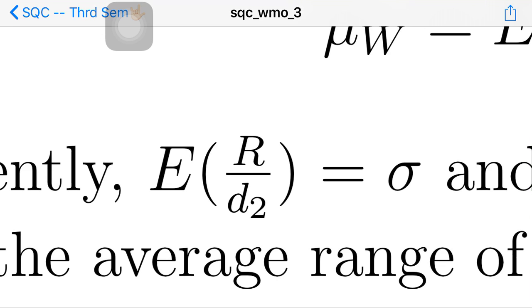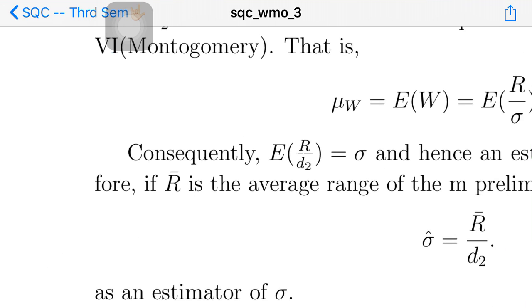And you know that there are a number of ranges, not only a single range. So you take the grand average R bar, and you can then write expectation of R by d2 equal to sigma, just like expectation of R1 by d2 equal to sigma, expectation of R2 by d2 equal to sigma, etc. Expectation of Rm divided by d2 is equal to sigma, and therefore expectation of R bar divided by d2 is equal to sigma.